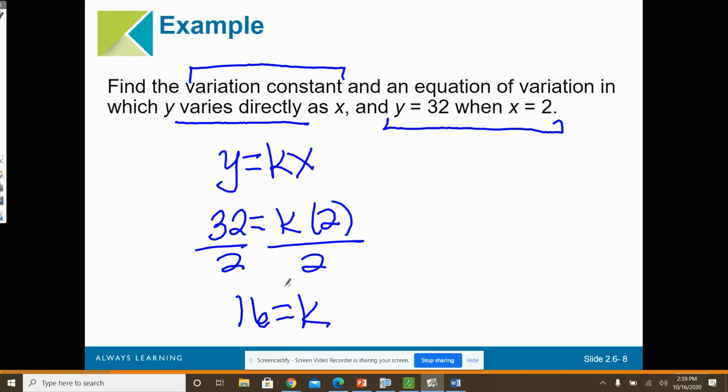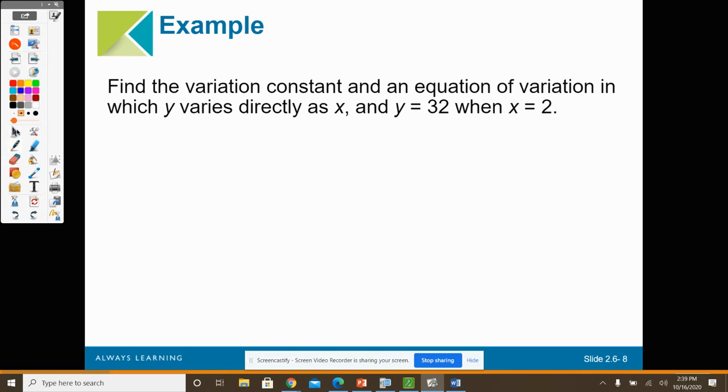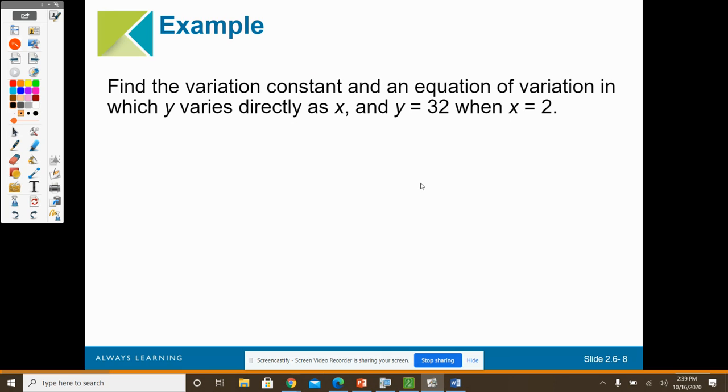They're going to ask you that. What is the variation constant? It is 16. Now, what is the new equation? The new equation then is y equals 16x because you plug in the value you found into the equation. That's all you have to do. There might be a further step where they actually ask you to do something with it, and we'll do that here.